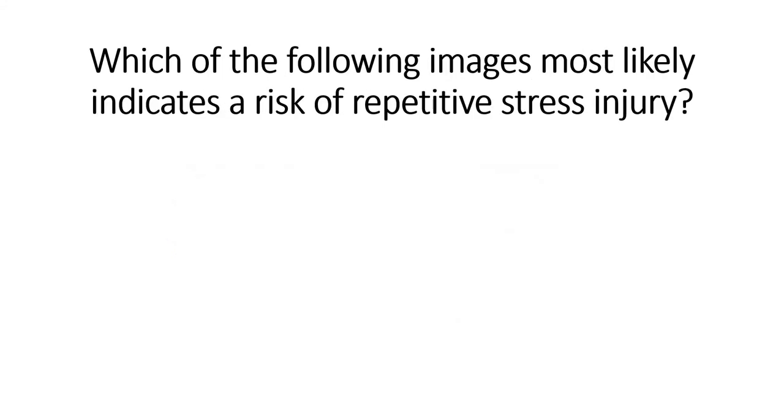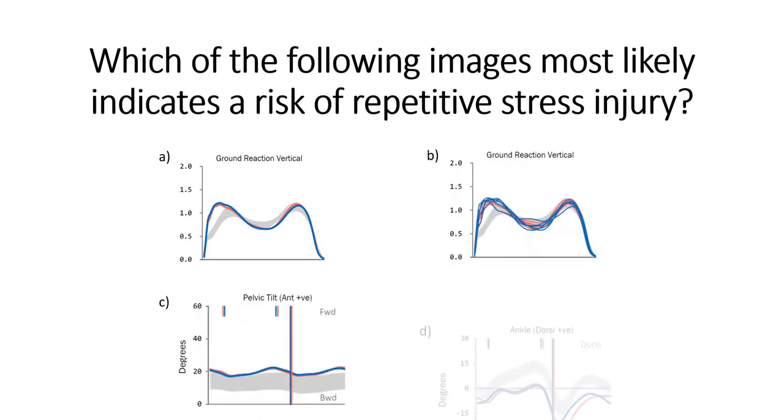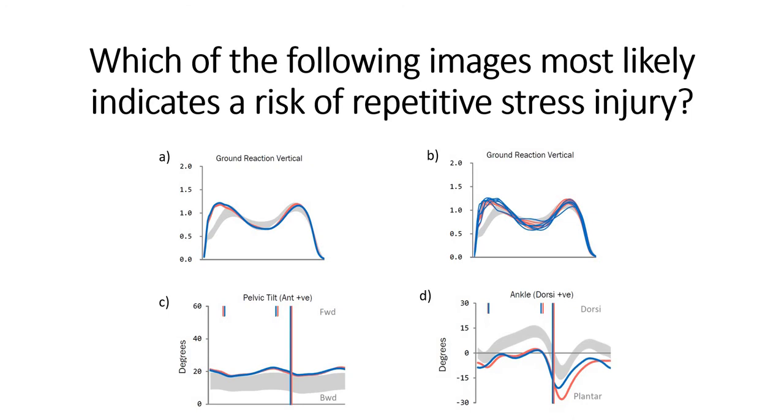This will also require a minute if you're playing along at home. Which of the following images most likely indicates a risk of a repetitive stress injury? Okay, just indicates, not necessarily confirms, but just suggests that the person who produced this graph might be at a risk of a repetitive stress injury. So we've got A, B, C, D. So a bit of variety there.